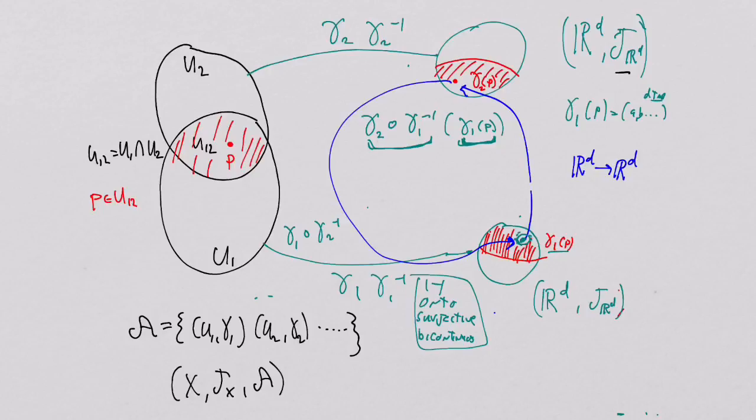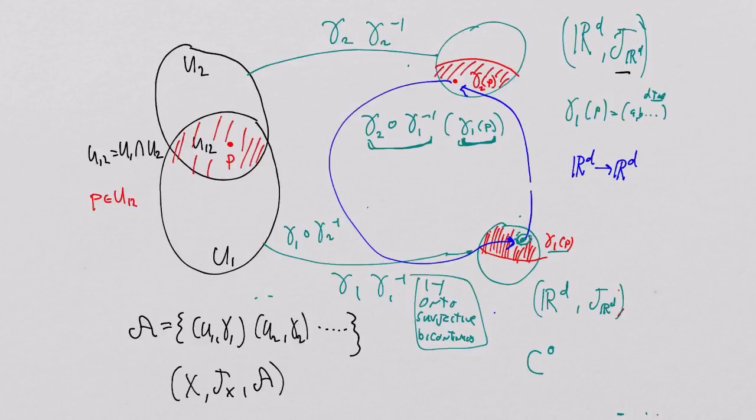This is continuous. This is continuous. These are all continuous. Therefore, the composition of two continuous functions is also continuous. So you're guaranteed, given that you have a topological manifold, you are guaranteed these transition functions are continuous. The way we say that is they are at least C0, right? That's the way we say continuous. They are at least C0.